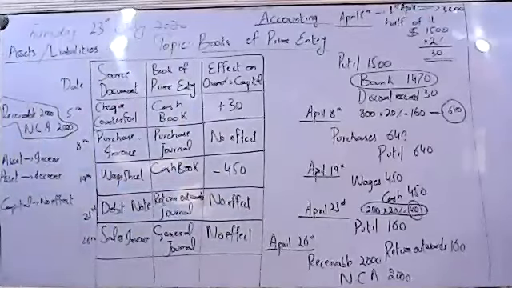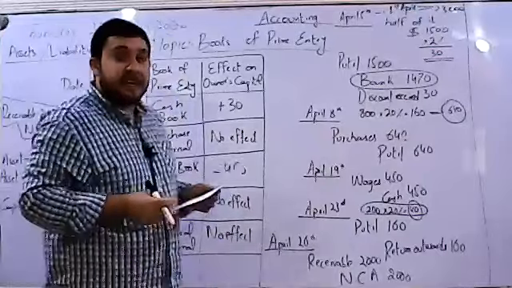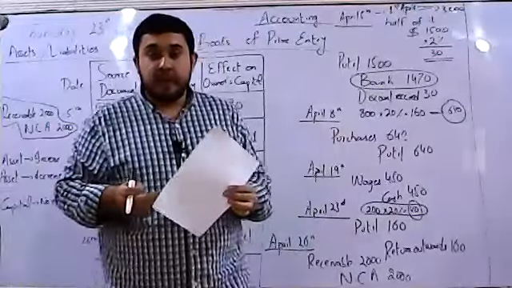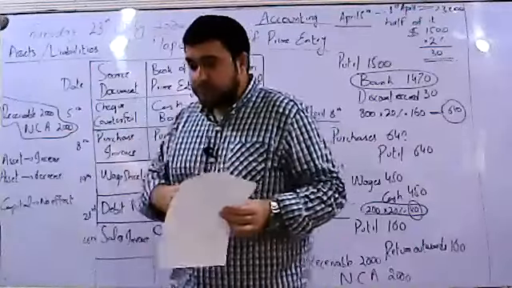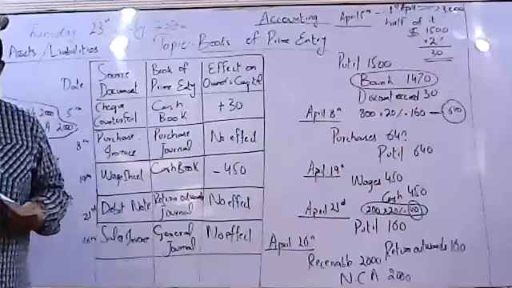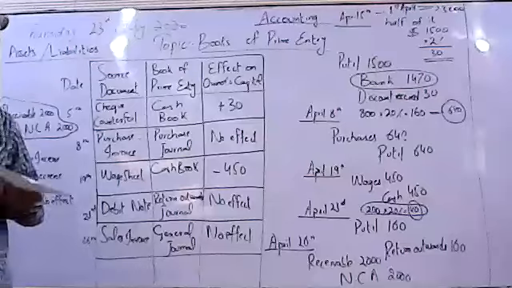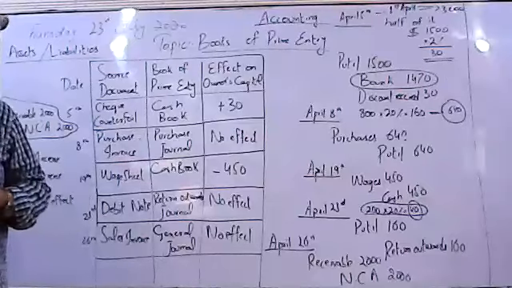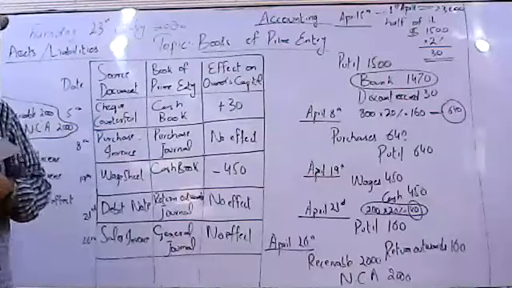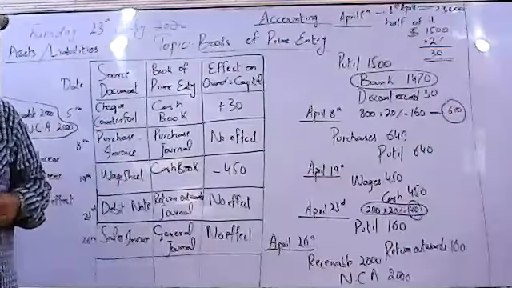There were 5 transactions. We had to identify the source document, book of prime entry, and the effect on owner's capital due to these transactions. It was a 15-mark question, and one of the most favorite parts, a favorite style that the examiner typically sets as a contest for the candidates in the examinations.